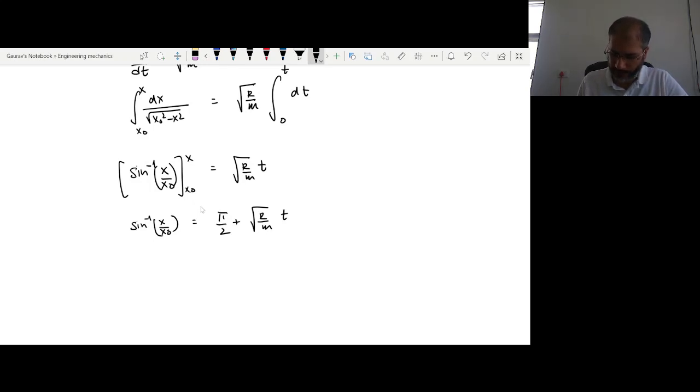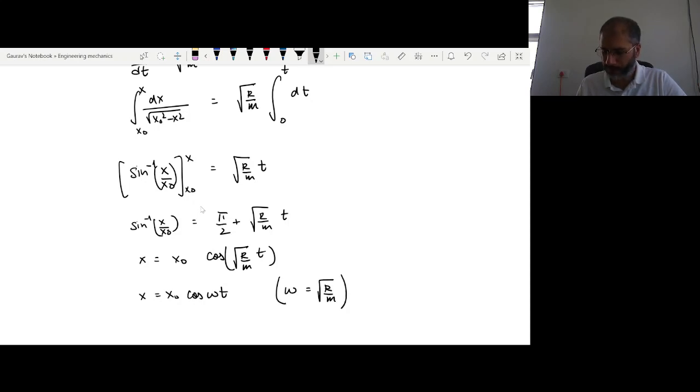So from this we can write x as x naught times sine of pi by 2 plus square root k by m t, and sine of pi by 2 plus something is cos of that, so this becomes cos square root k by m times t. So this is x as a function of t, and that is what was asked from us. Usually we write this as cos omega t, where omega is square root k by m. So that's the angular frequency.